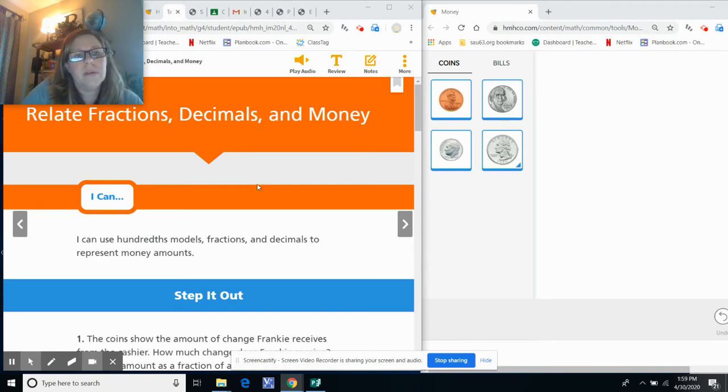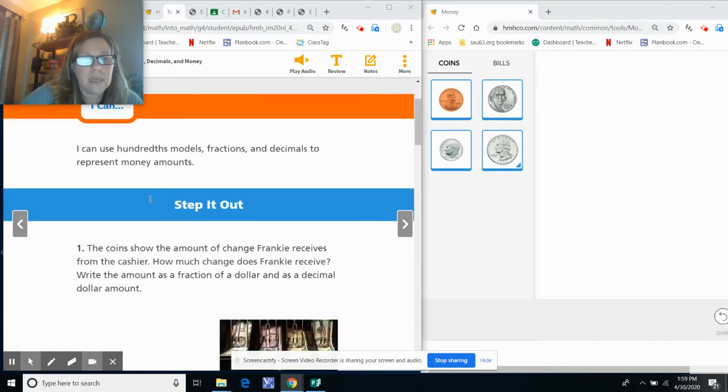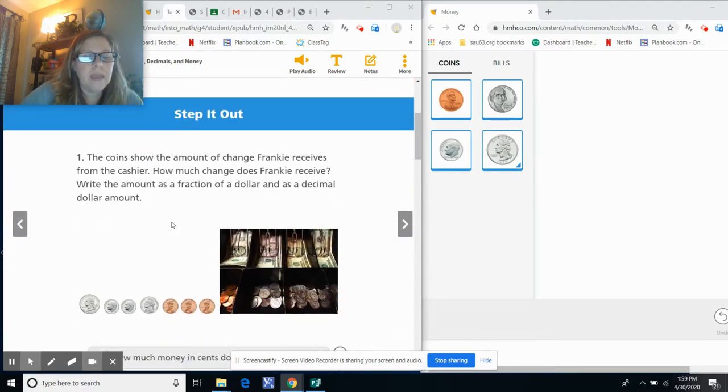So today we're going to be relating fractions, decimals, and money. So I want you to look at the I can statement. It says, I can use hundredth models, fractions, and decimals to represent money amounts. So let's step it out. Let's take a peek at this. It says the coins show the amount of change Frankie receives from the cashier. How much change does Frankie receive? Write the amount as a fraction of a dollar and as a decimal dollar amount.